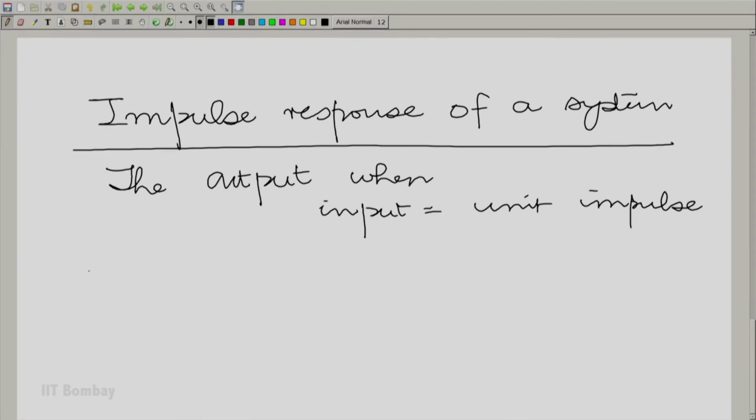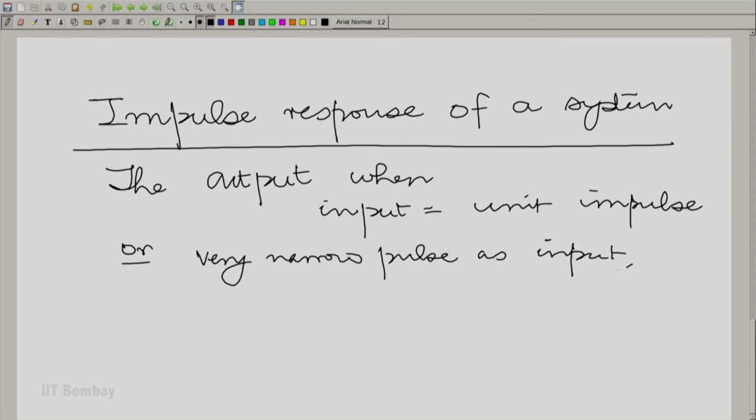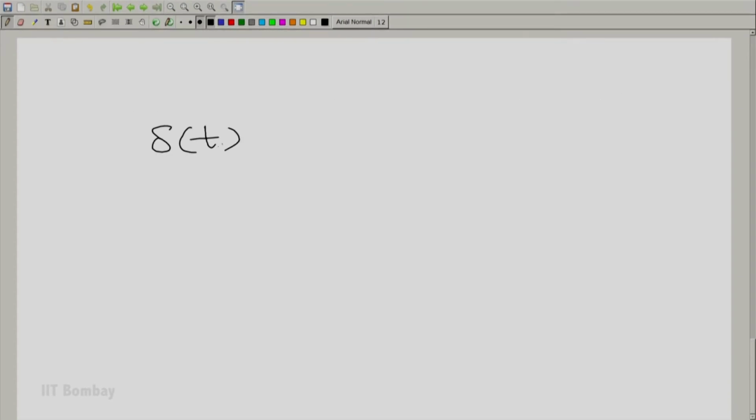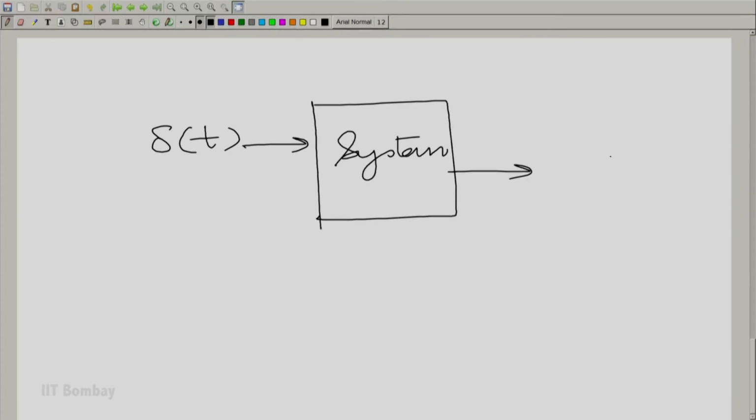And what does that mean? That means that if I give a very narrow pulse as input and study the output as the pulse becomes narrower and narrower, with an ever narrowing pulse. So, delta t is given as the input to the system, and the output we shall call the impulse response, often denoted by h of t. This is a very standard notation used very frequently. Now, let me apply all the three properties and see what it gives me.